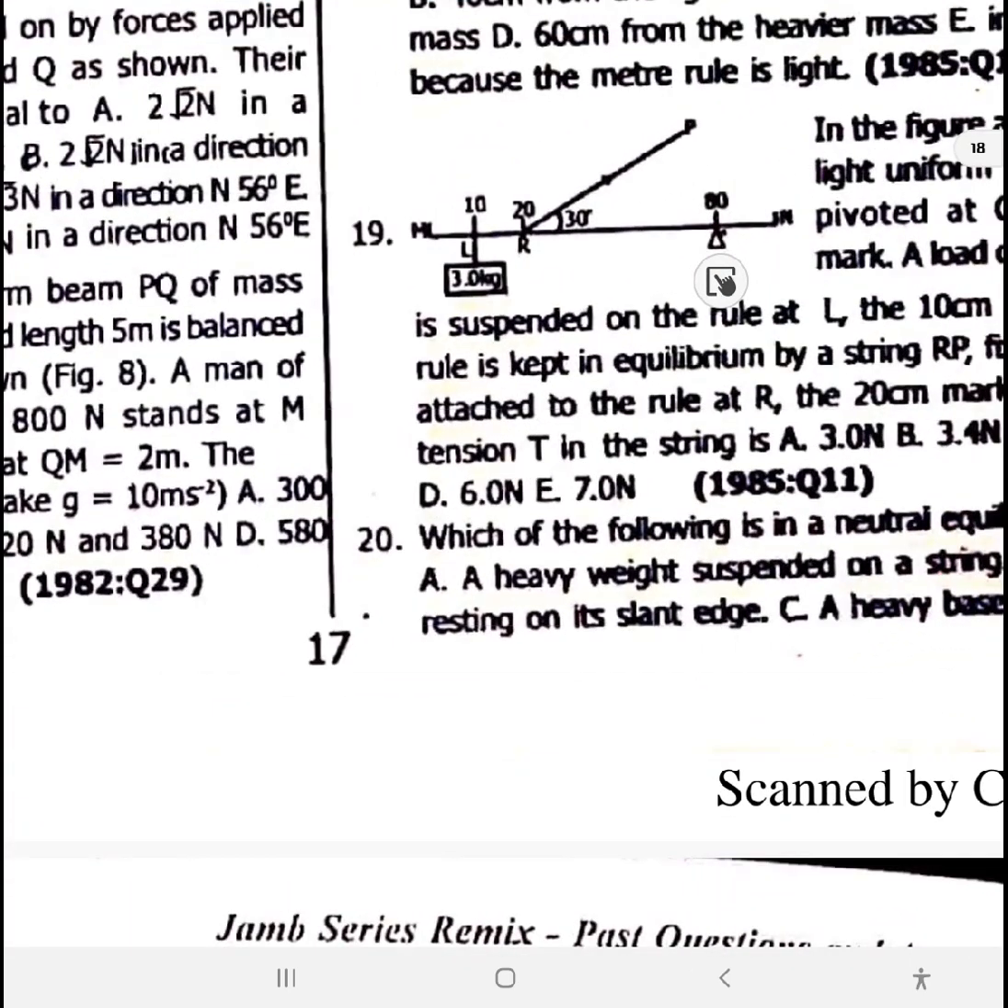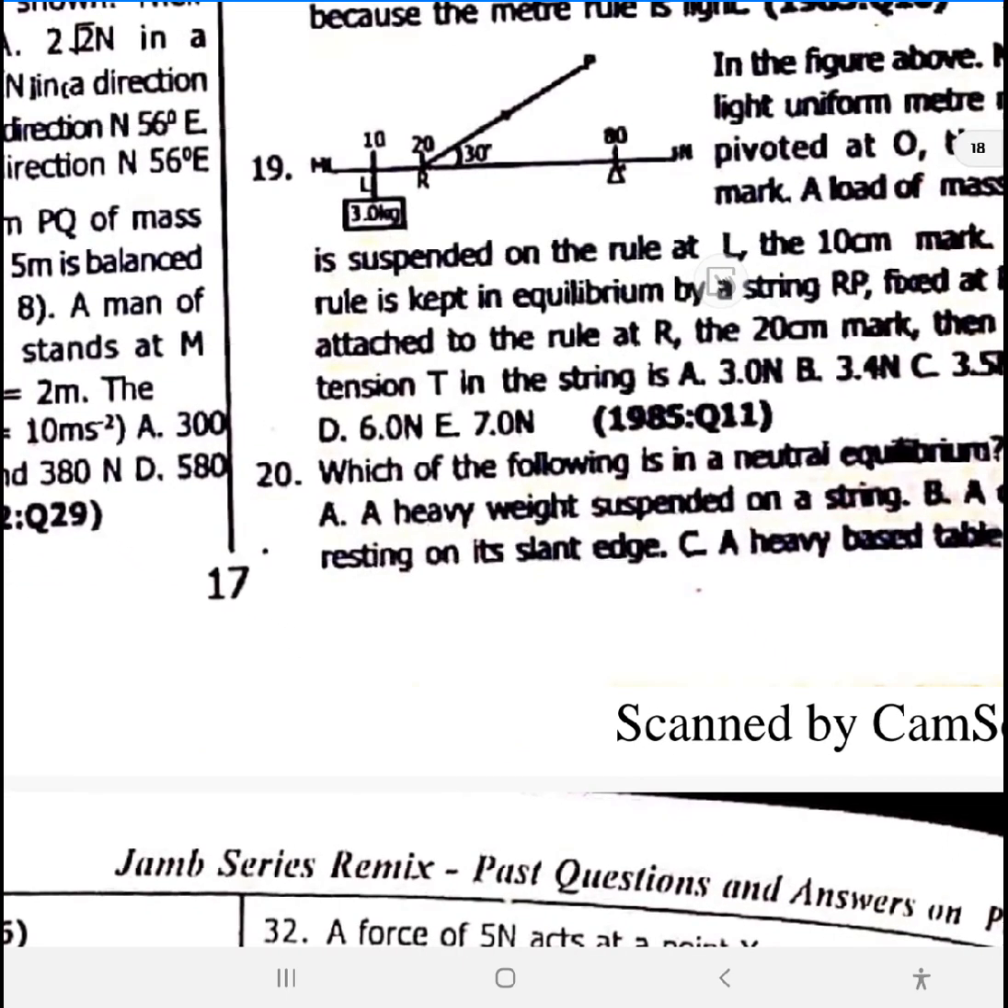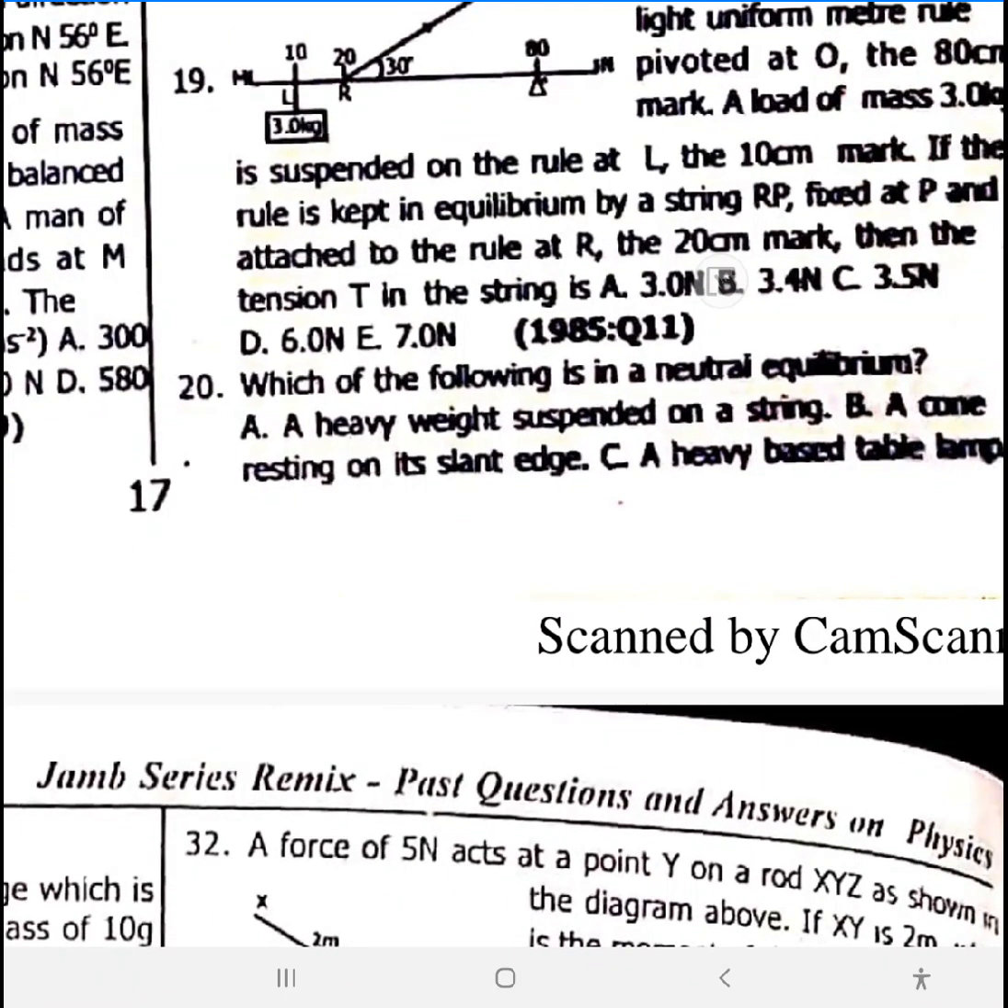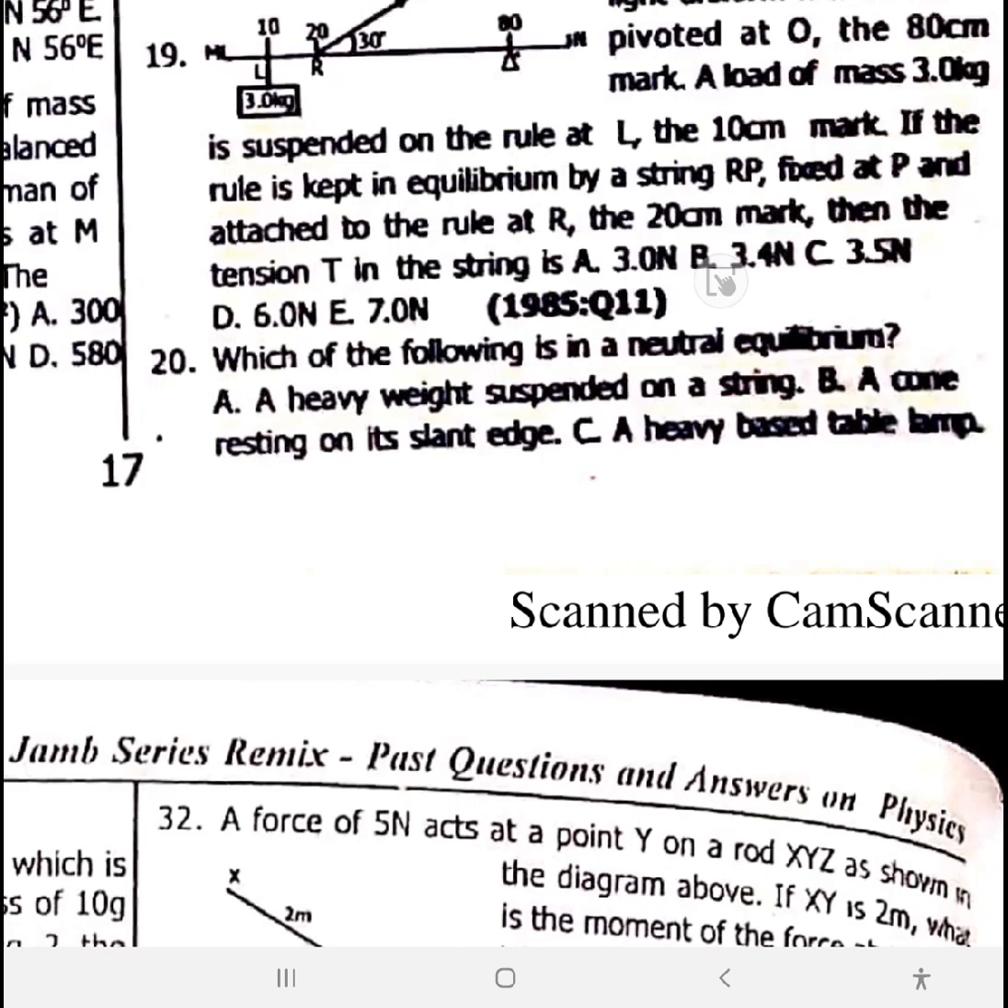Question 20. Let me scan through. They say which of the following is in a natural equilibrium position. I think it's supposed to be neutral. Right, guys, let's jot down a few points. Unstable equilibrium equals cone on its apex. Next, stable equilibrium equals cone on its base. Lastly, neutral equilibrium equals cone on its slant edge. So question 20 is a cone resting on its slant edge, because they ask for neutral equilibrium.